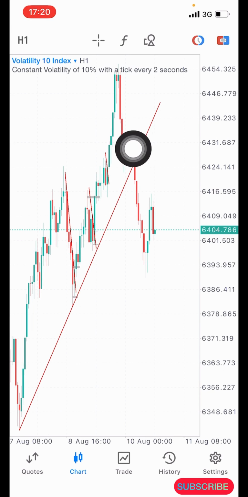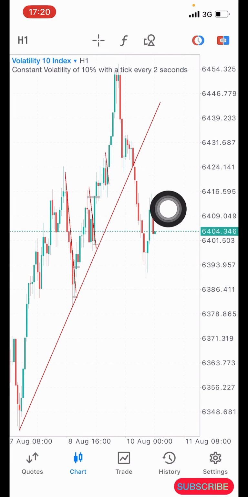Now this is what happened. Price has broken below this. It's going for a retest. All right, now this downtrend is not yet confirmed until this structure is broken below. All right, that's when you start looking for downtrend.